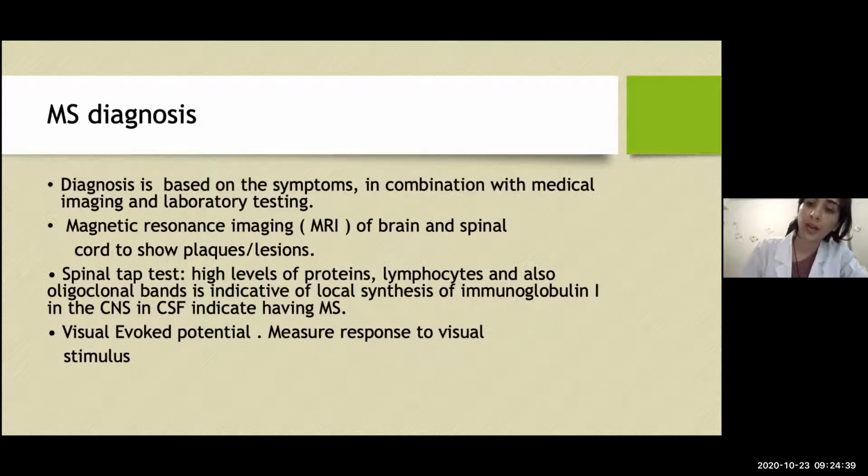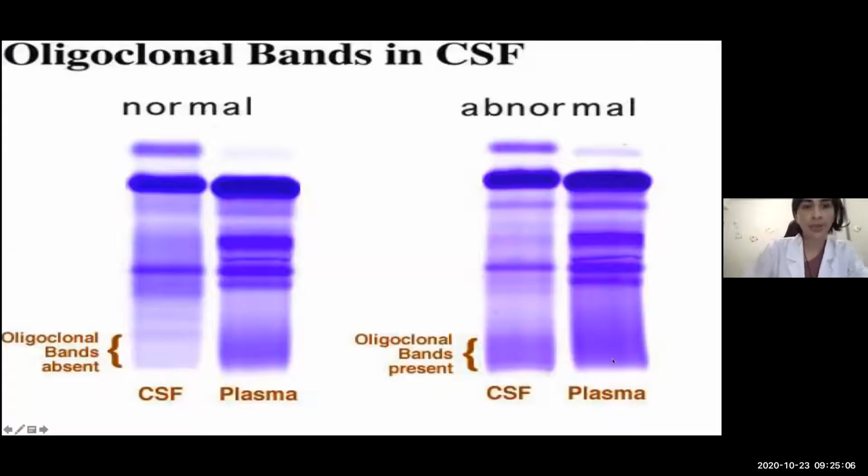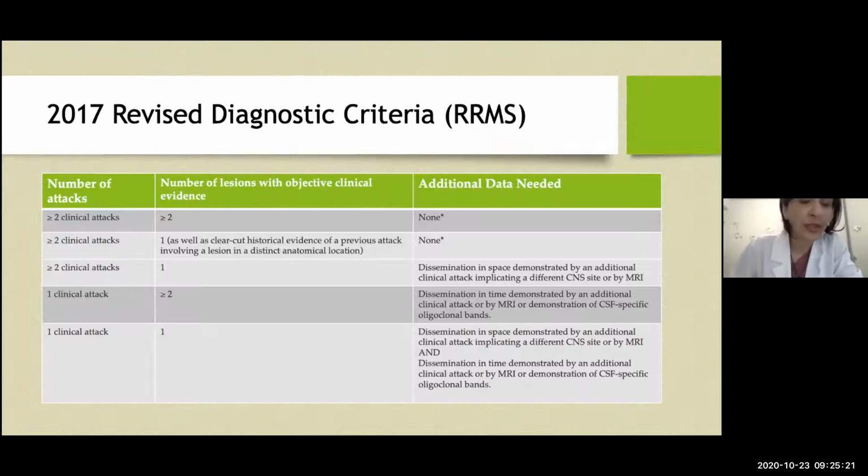These oligoclonal bands are not specific for MS, as they can be seen in other CNS infections, for example subacute sclerosing panencephalitis, Lyme disease, syphilis, and also in 7% of normal individuals. Then we can also do visual evoked potential, which measures response to visual stimulus. In this case, there will be delayed central conduction in the visual pathways as a result of previous subclinical optic neuritis. This slide shows the oligoclonal bands we were discussing in the patient's CSF as compared to the normal CSF. You can see here, there are no bands.